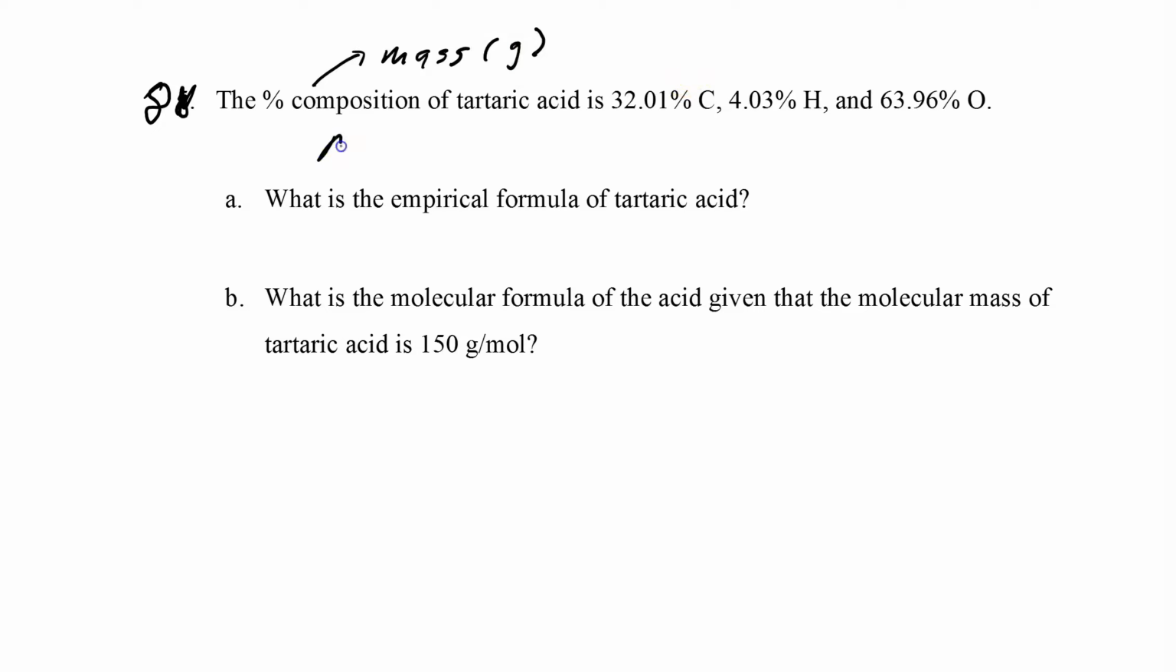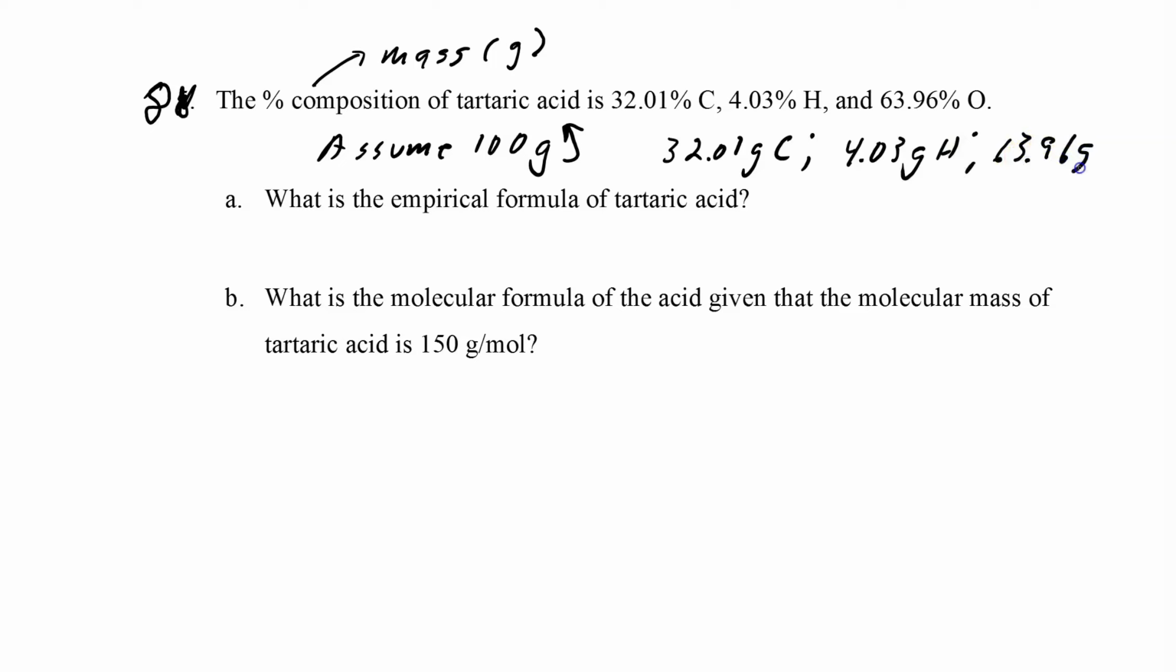And we're going to assume 100 grams of tartaric acid. And since percent is part of the whole, that means that our carbon is going to be 32.01 grams. We have 4.03 grams of hydrogen, and we have 63.96 grams of oxygen. As I did in class, just multiply your 100 grams by the decimal equivalent of your percent, and you get those grams, of course, times 100. So you get the same number.